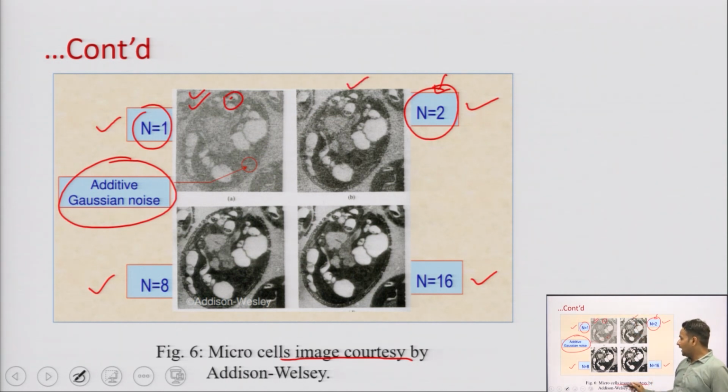If you take 8 similar images, then your image gets enhanced in this particular manner. And if we take 16 of the same image and take the average, then your output will become like this. So the microcell image becomes enhanced as n is increased.